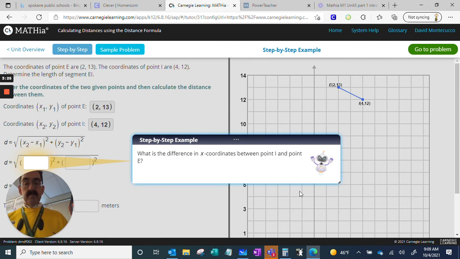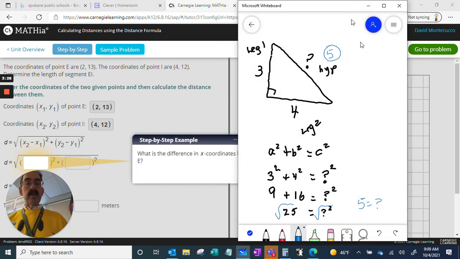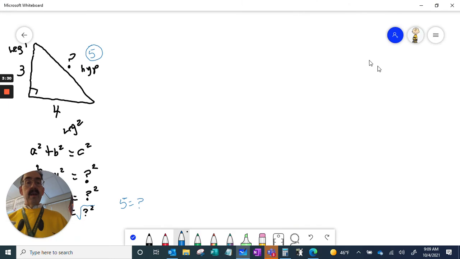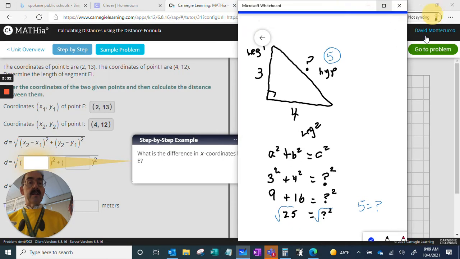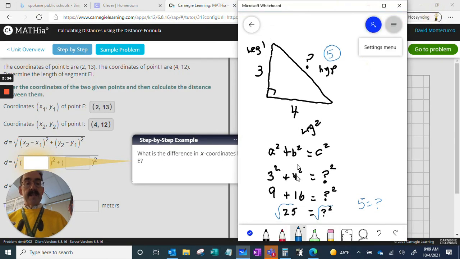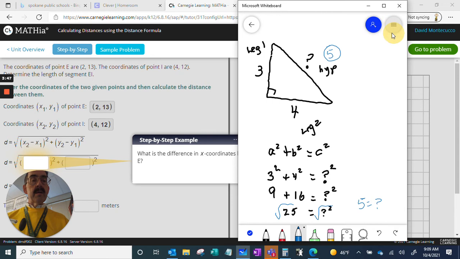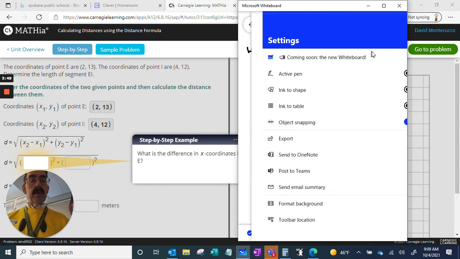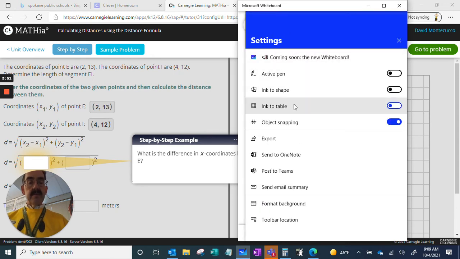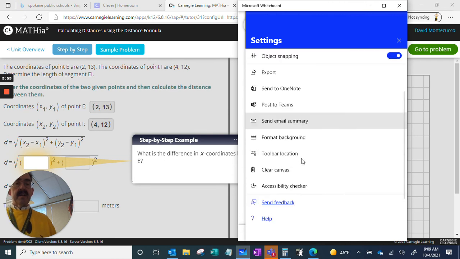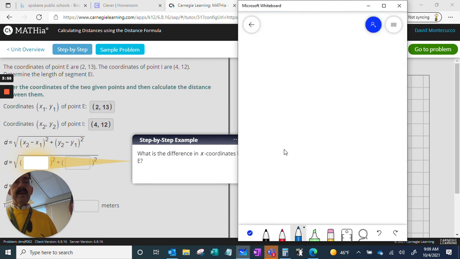So let's just open up our little smartboard here. And let's do this. How do I clear the board? Clear the canvas. How do I clear the canvas? There we go. Clear the canvas.